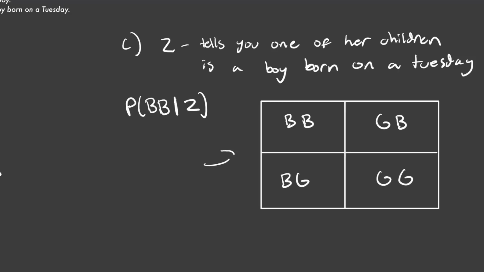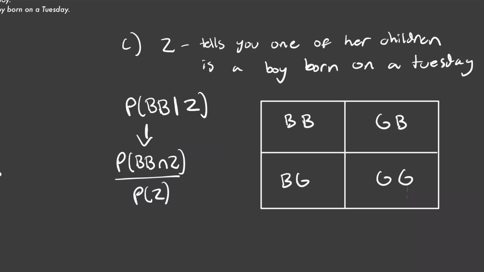So again, I have my sample space. I need to restrict it to the cases where Z is true. This is equal to the probability of boy-boy intersection Z divided by the probability of Z. So let's go through the law of total probability quadrant by quadrant again and see where Z intersects.